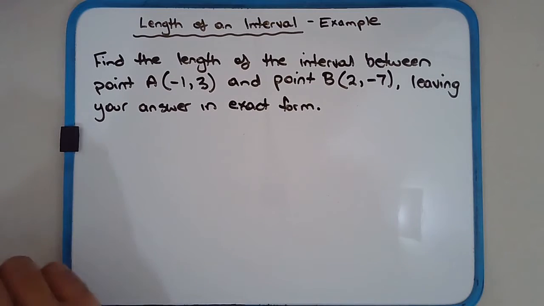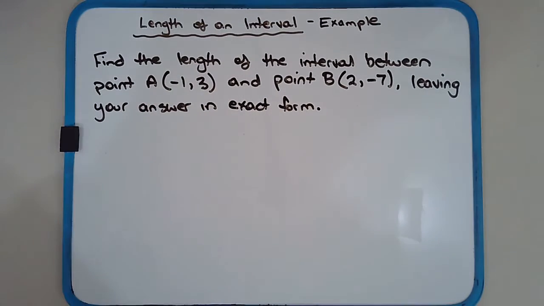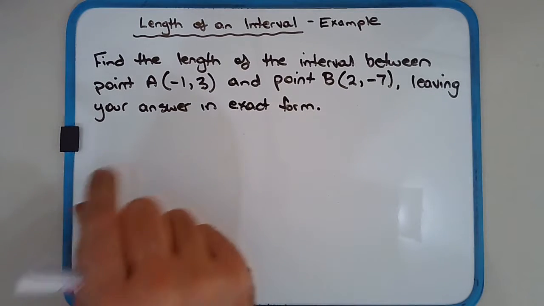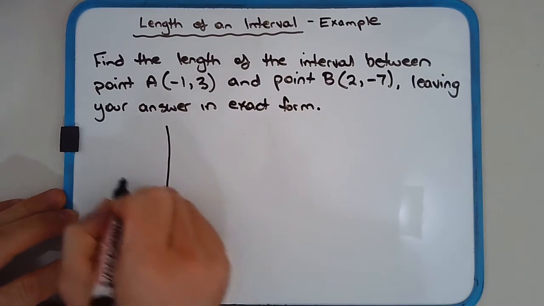Let's have a look at an example now of using the distance formula to calculate the length of an interval. Find the length of the interval between point A (-1, 3) and point B (2, -7), leaving your answer in exact form. So I think what we'll do first is just visualize where these points are on a number plane. So let's just sketch it quickly.